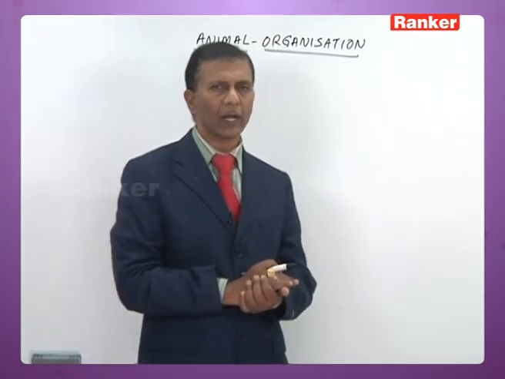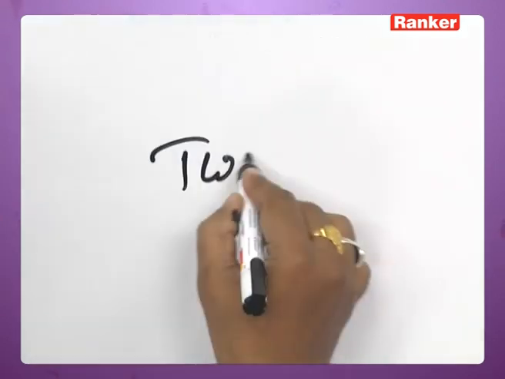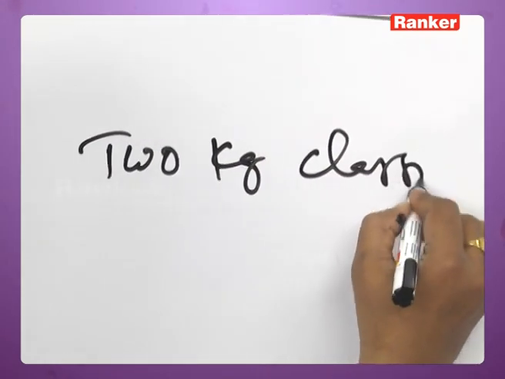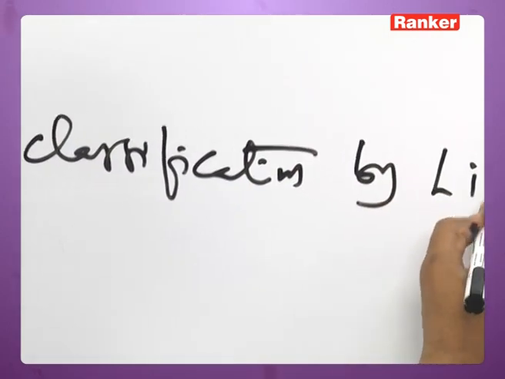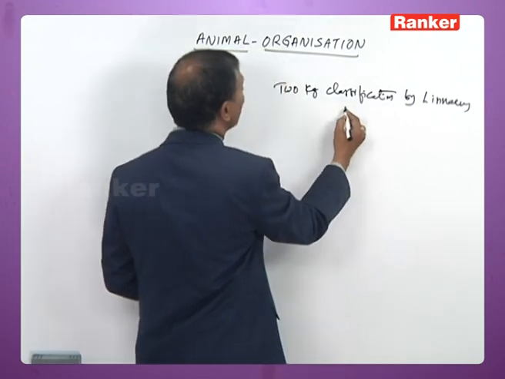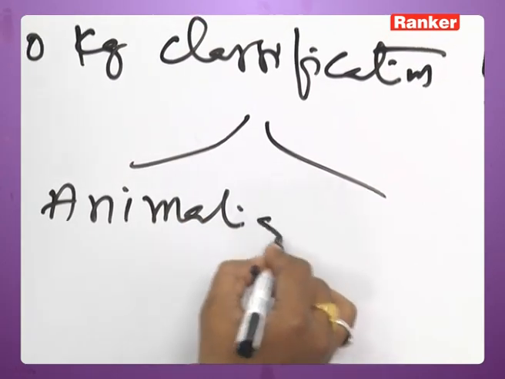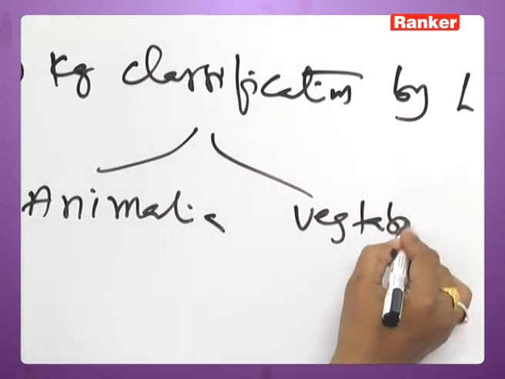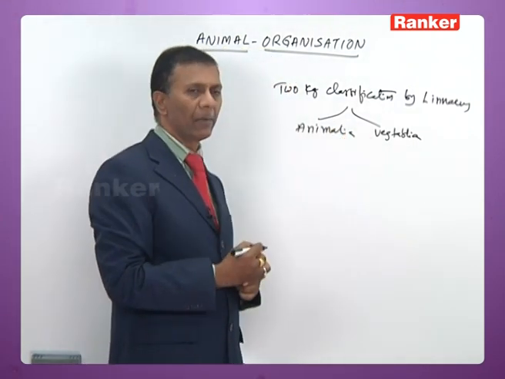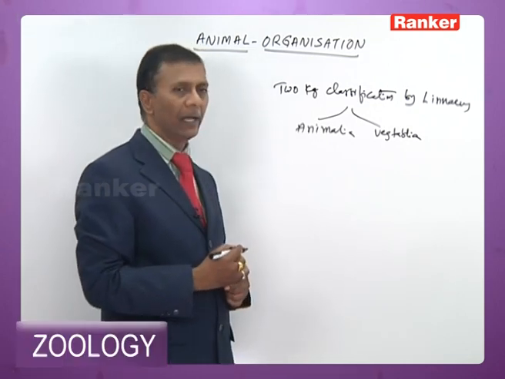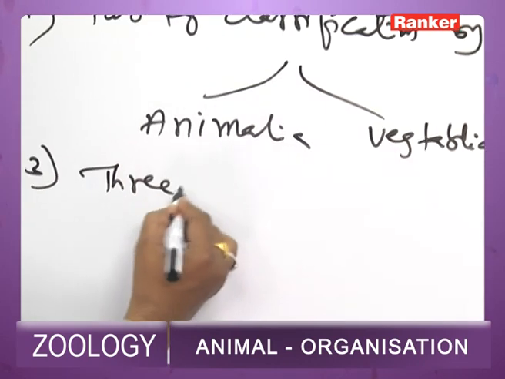And about this, you have already learnt different types of classifications now. Two kingdom classification was put forth by Linnaeus, where Linnaeus divided the organisms into two kingdoms, kingdom Animalia and kingdom Vegetabilia. That is, he placed all the plants under Vegetabilia and all animals under Animalia. Then later on, the three kingdom classification came into existence.